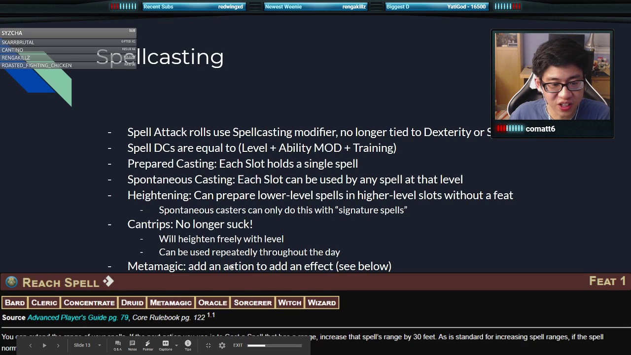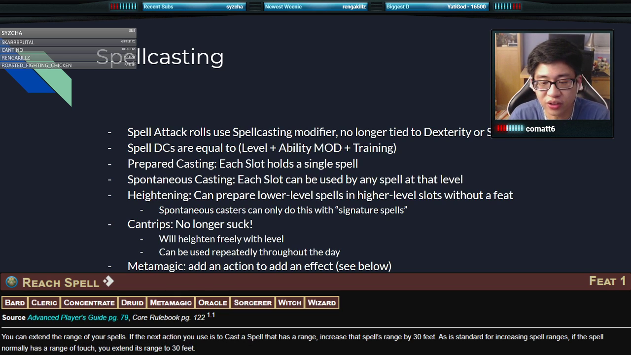Metamagic feats are now taken as class feats. So if you wanted to add an additional effect to your spell, you would take a metamagic feat. And instead of increasing your spell level, it now just adds an action. I believe it's somatic, so it does require a manipulate action to do it. And so let's take the Reach Spell feat, which I've included here.